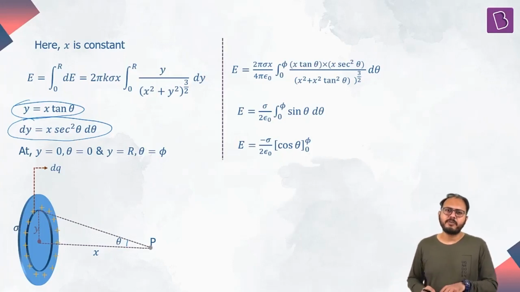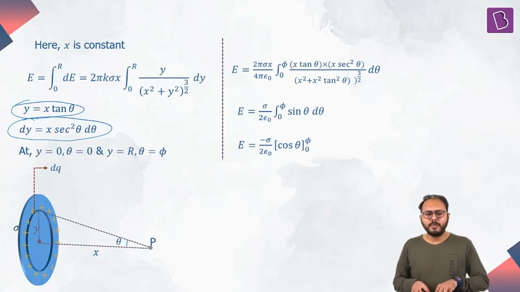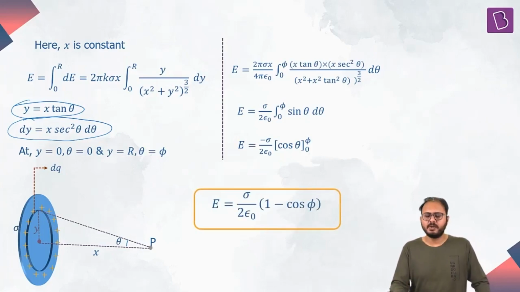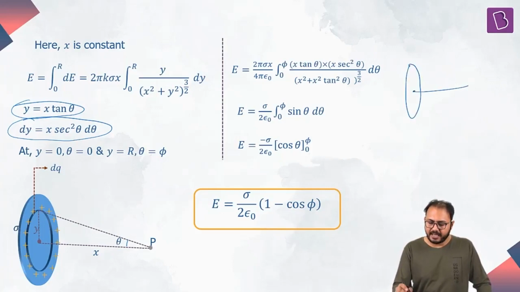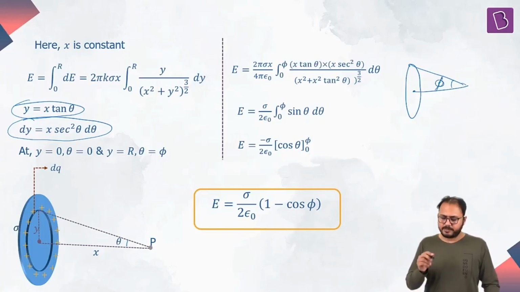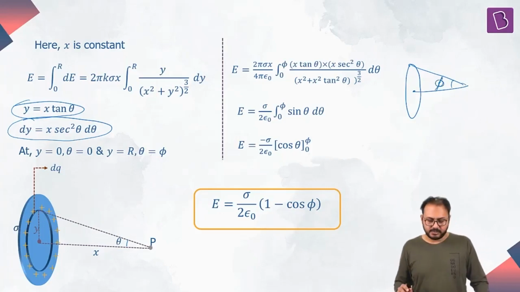Yet again, proof of the fact that a polar or trigonometric integral is always better than an algebraic integral. Integrating gives minus cos theta. Don't forget there is a minus sign, and I have sigma by 2 epsilon naught times (1 minus cos phi). Of course, what is cos phi? Cos phi is the total angle this disk is subtending. This one, this guy is cos phi. Sigma by 2 epsilon naught (1 minus cos phi).